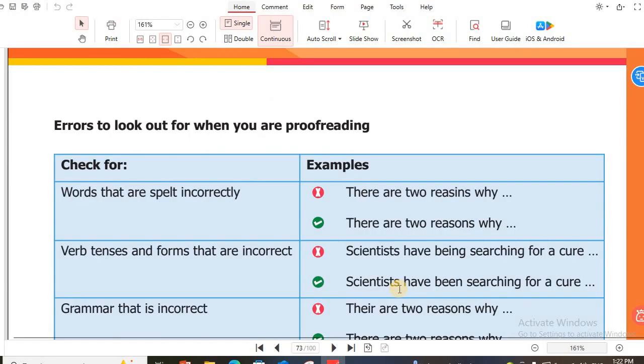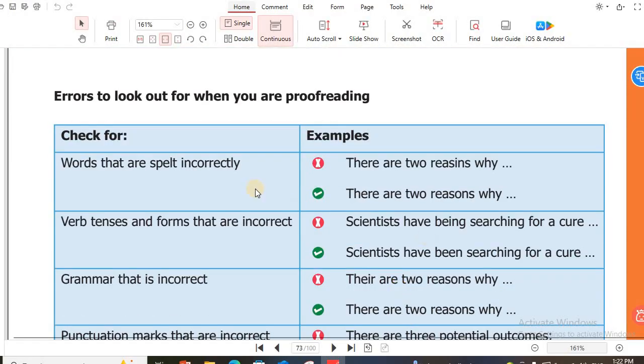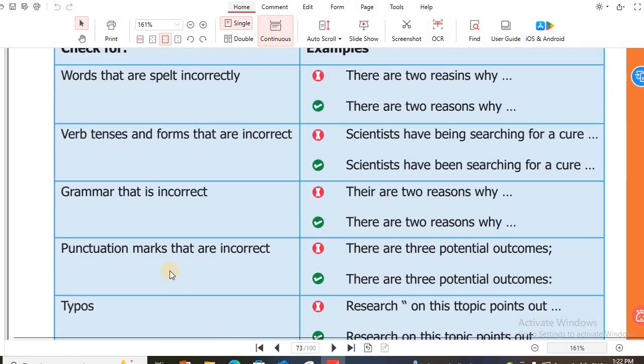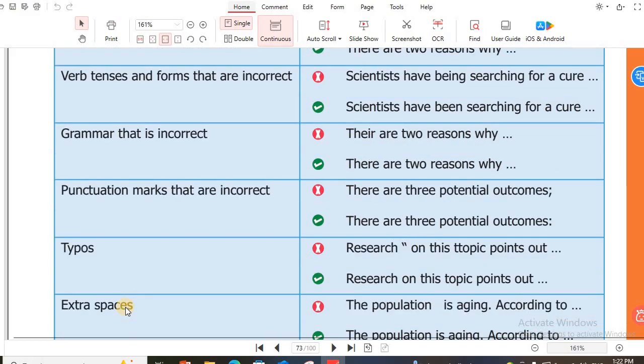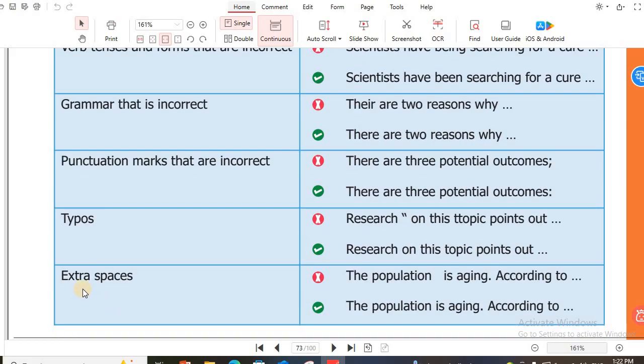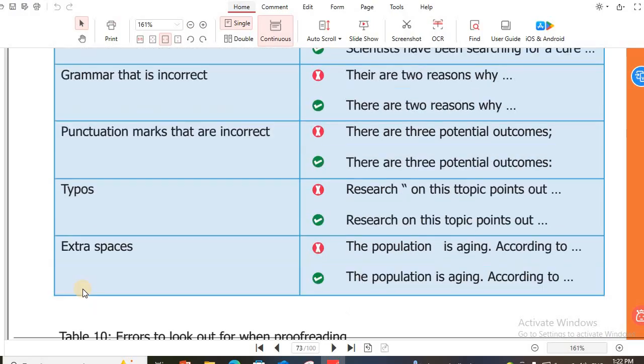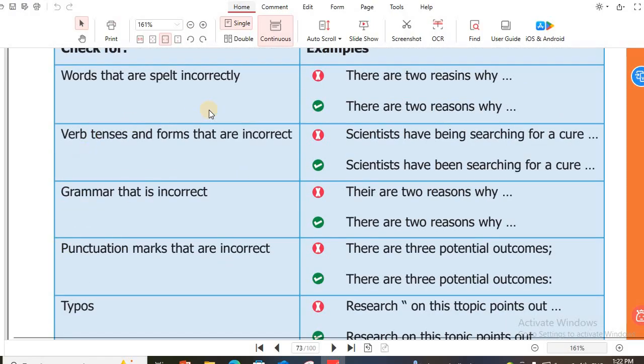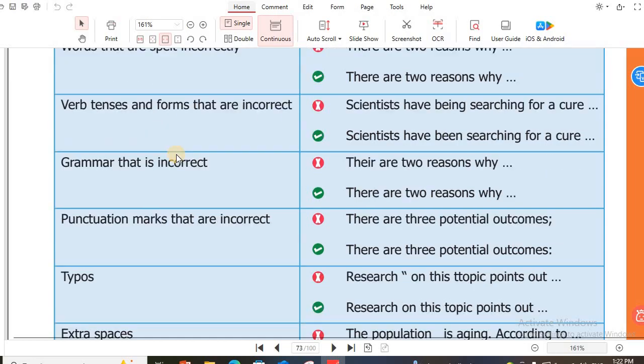There are some errors that you have to look at when you are proofreading. Check words that are spelled incorrectly: the spelling, verb tenses, and grammar forms. Check grammar that is incorrect. Check punctuation marks that are incorrect. Typos, printing mistakes, extra spaces, where sometimes you may overspace what you are writing. These are some of the mistakes that you have to check when you proofread your written work.